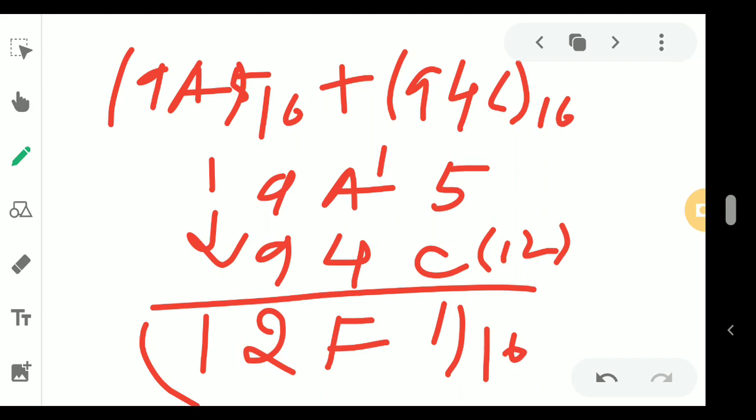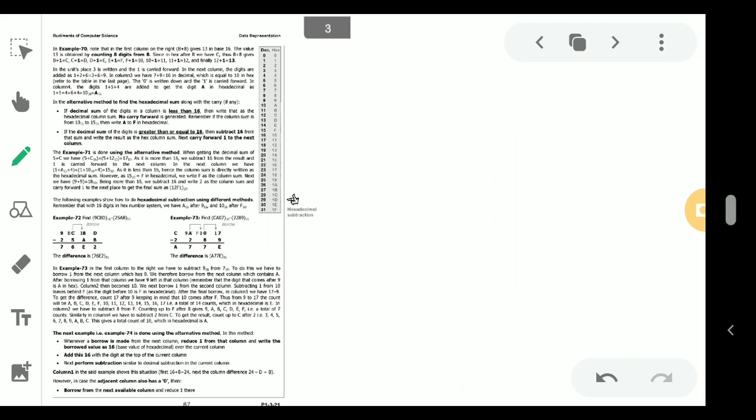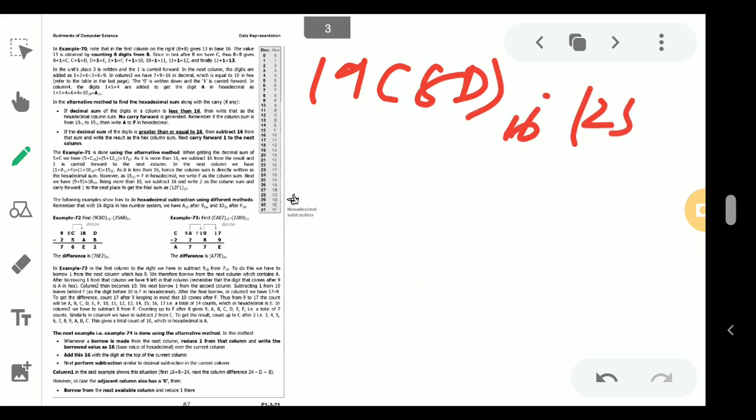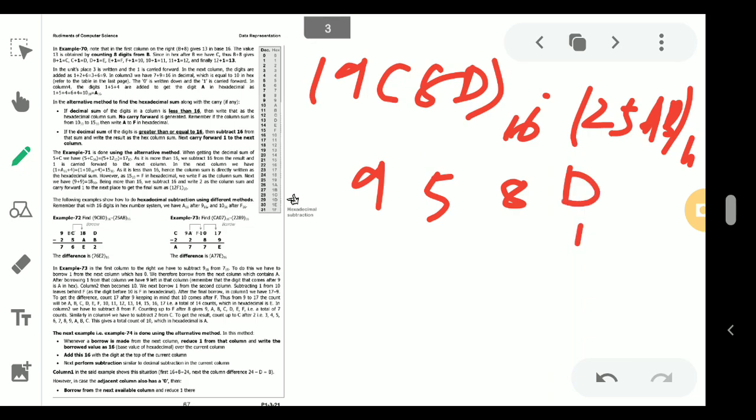Now we are quickly moving to the next part, that is the hexadecimal subtraction part. The very easy sum we are taking is 9C8D base 16 minus 25AB. Okay, I am arranging it as 9C8D and 25AB.